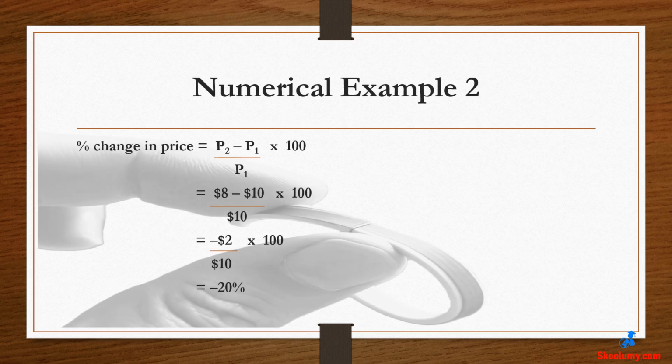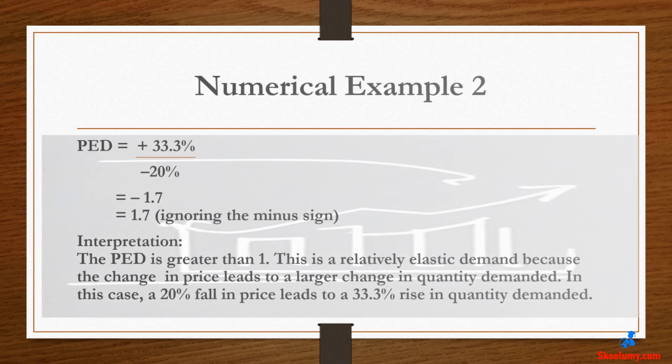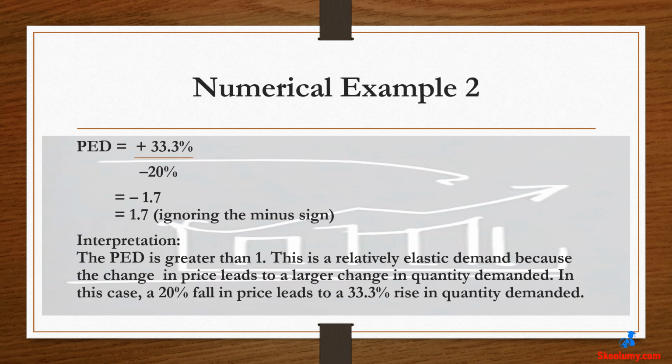Percentage change in price is P2 minus P1 divided by P1 times 100. That is $8 minus $10 divided by $10 times 100. It gives minus 20%. PED is plus 33.3% divided by minus 20%, which is equal to minus 1.7. This becomes 1.7, ignoring the minus sign.